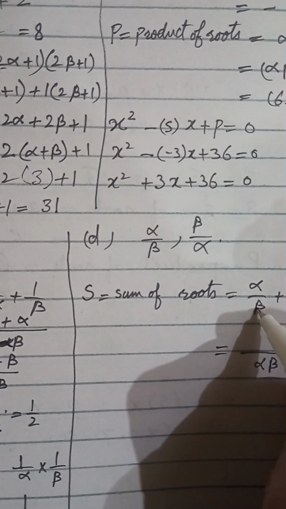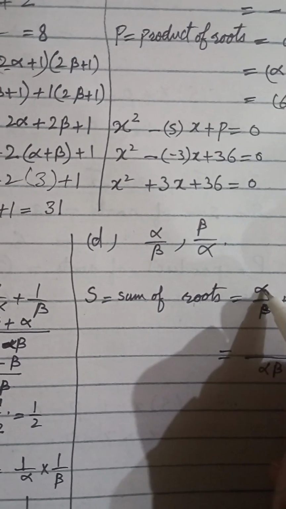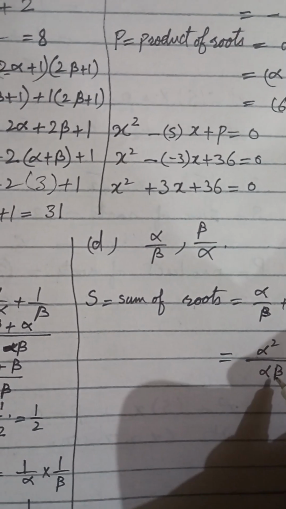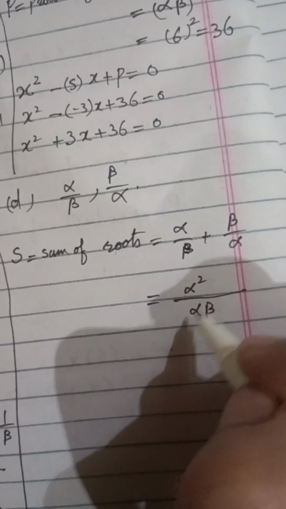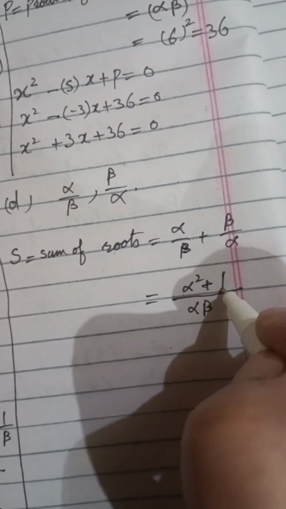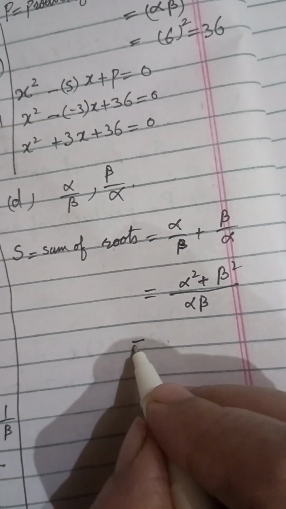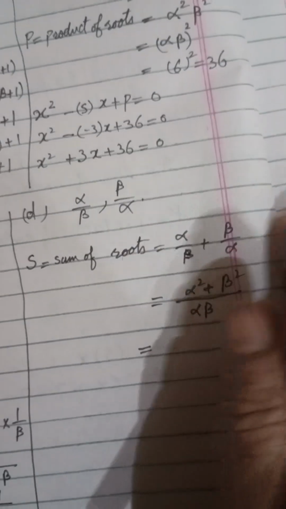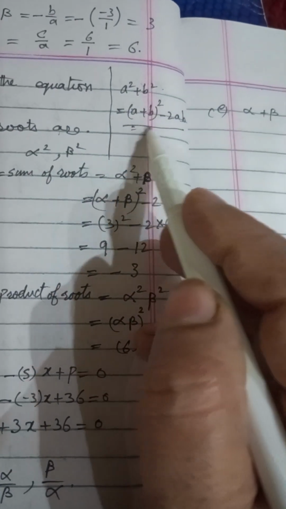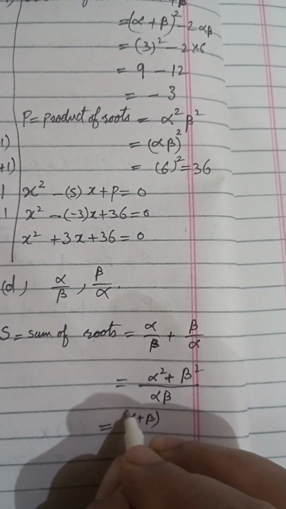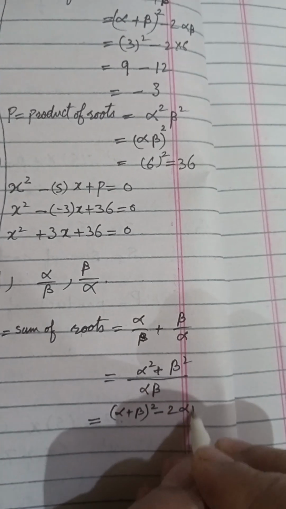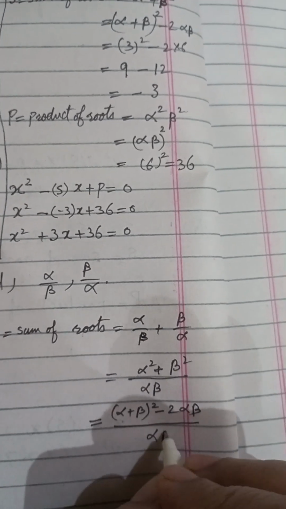Dividing alpha beta by beta, we get answer alpha. Alpha multiplied by alpha, alpha square. When we divide alpha beta by alpha, we get answer beta. Beta multiplied by beta equal to beta square. So alpha square plus beta square is equal to, according to this formula, a square plus b square is equal to (a plus b) square minus 2ab, (alpha plus beta) square minus 2 alpha beta over alpha beta.